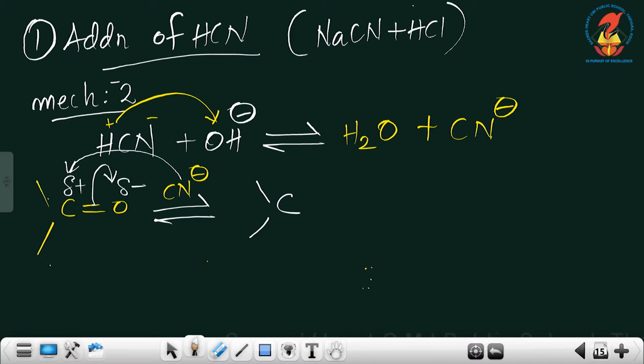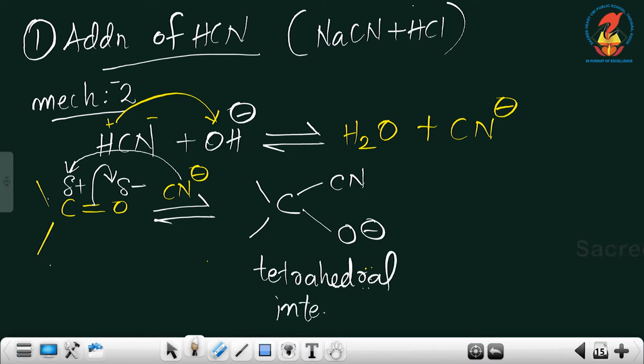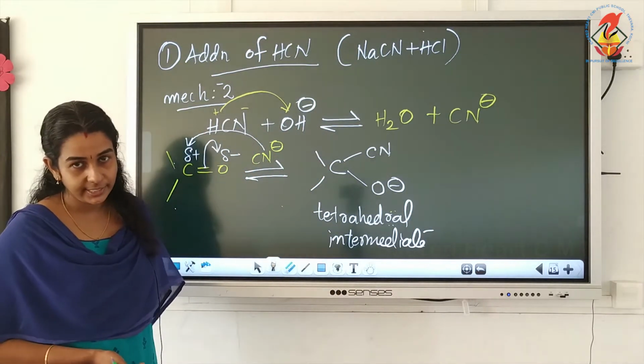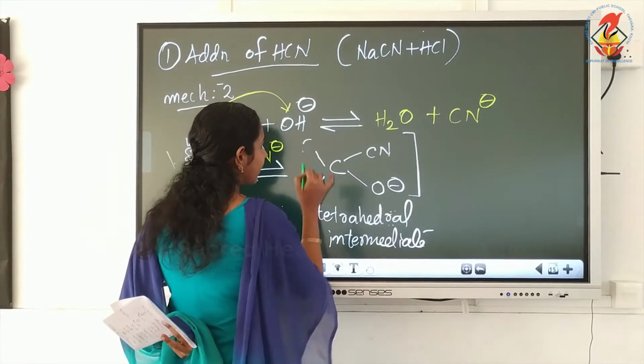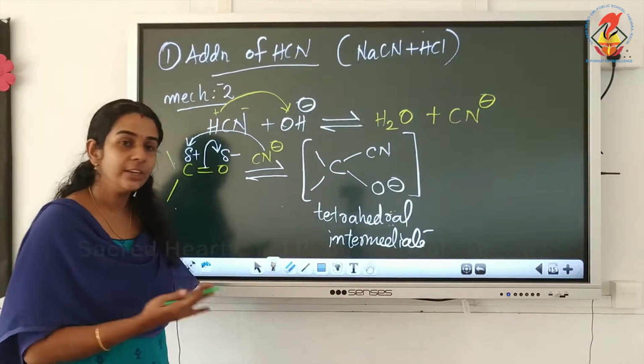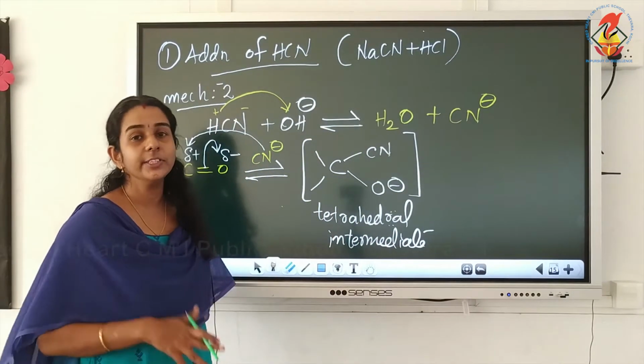Double bond O will become single bond O minus, and to this carbonyl carbon, CN minus will be coming and attacking, and CN minus forms a new bond with this carbon. So this is the tetrahedral intermediate. And intermediates are usually unstable. So in order to show the instability, we can represent this inside a square bracket also. Then no need to write as intermediate. From the square bracket it will be clear.